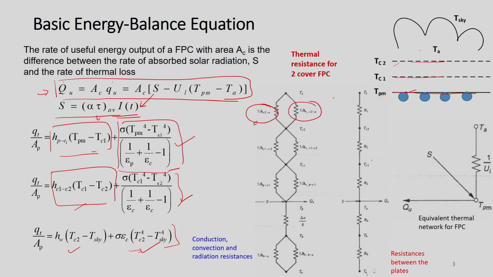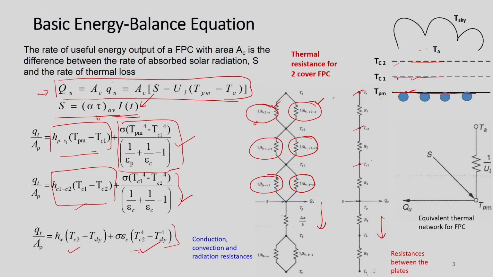Starting from the absorber, this is the convective part and this is the radiative part when heat exchange takes place from the absorber plate to glass cover 1. Then from glass cover 1 to glass cover 2, we have these two expressions, and from glass cover 2 to ambient, we have these two. This part is towards the bottom. These are the resistances. So, R1 is from glass cover 2 to ambient, R2 is from glass cover 1 to 2, and R3 is from the absorber plate to glass cover 1. This part is the bottom loss or bottom resistance.